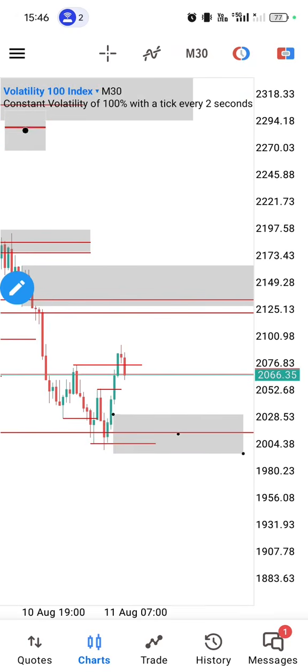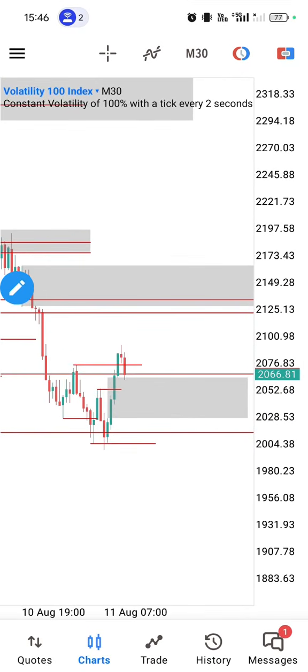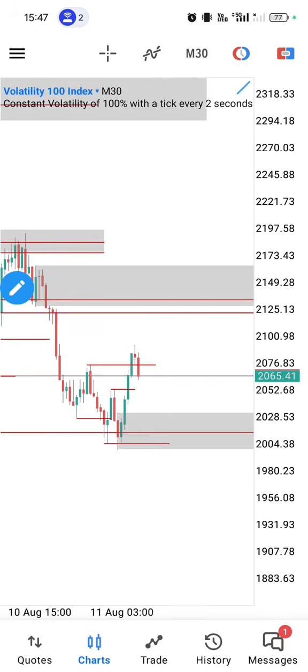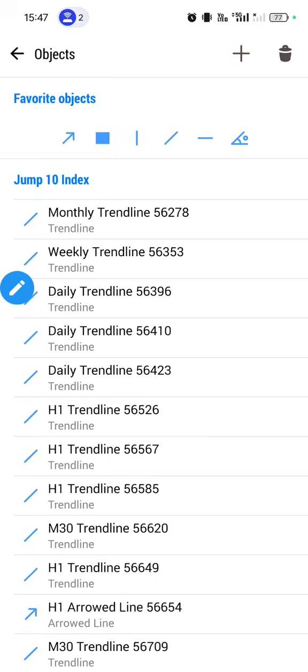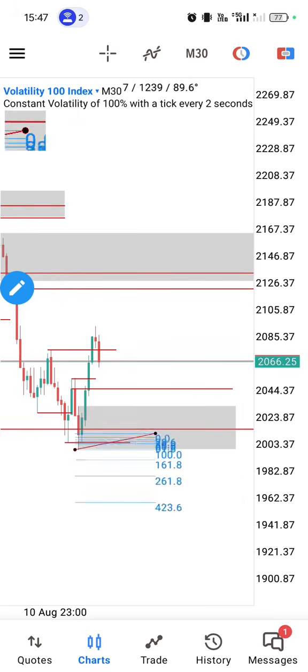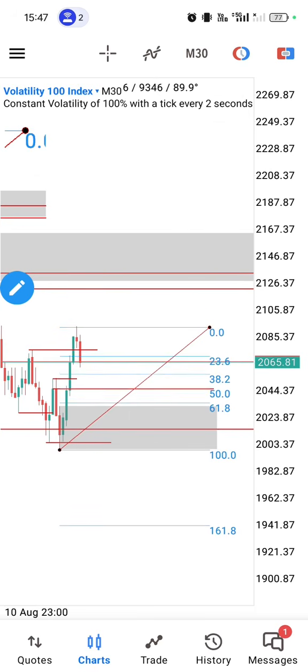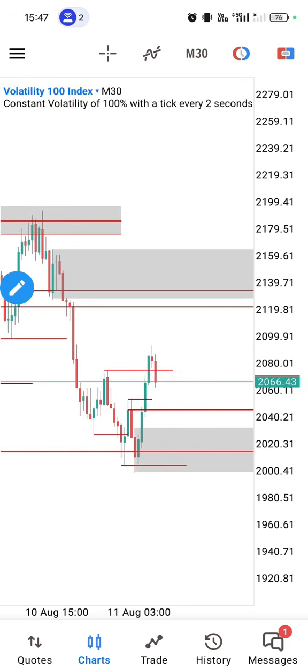Now we are sure that it has to buy, and where we want to buy is after price fills the imbalance and hits our 30-minute order block. So that's where I want to buy it. And of course there's a 30-minute breaker block. I'm not sure where to buy right now, because if I pull out my Fibonacci and check where the equilibrium is, it is right at the 30-minute breaker block.